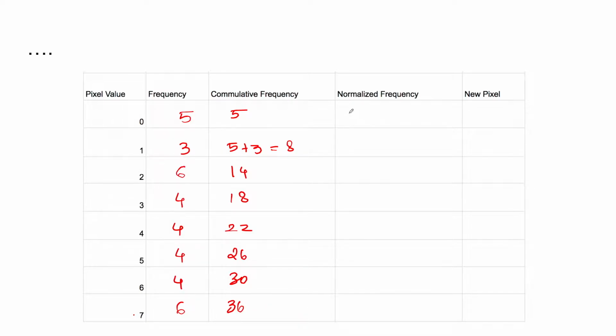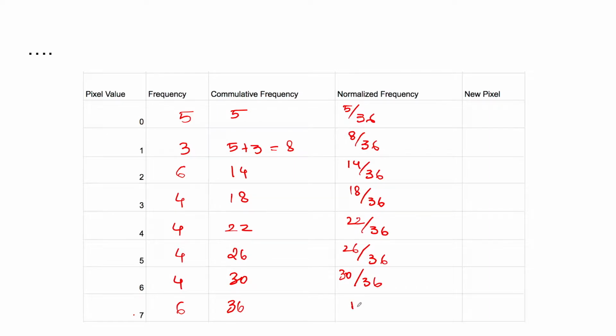Now let's normalize it. What normalizing is, is dividing it by the maximum frequency we have, that is 36 here, right? So we'll divide 5 by 36, then 8 by 36, then 14 by 36, and so on. Let me just complete it up. You can forward if you want.